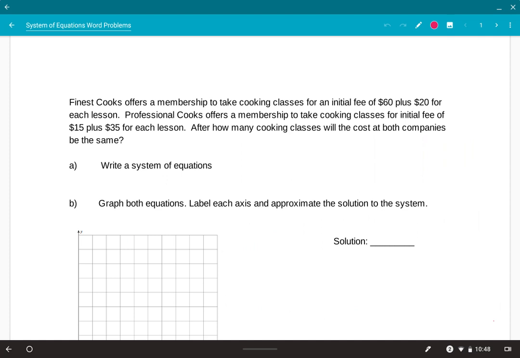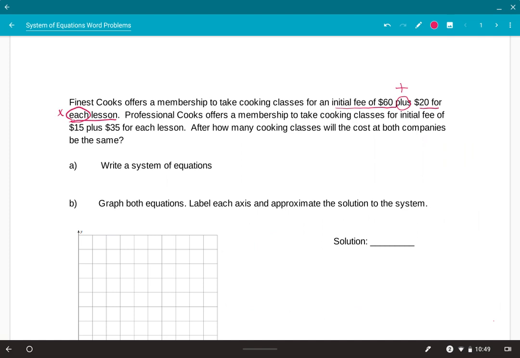So Finest Cooks offers a membership to take cooking classes for an initial fee of $60 plus $20 for each lesson. So whenever you have the word each, every, per, that's your X value, okay? That is always going to be your X value. The initial fee is like if you go to a gym membership, the enrollment fee, you have to pay an initial fee, then you pay for each month. That's the same thing as what we're doing here.